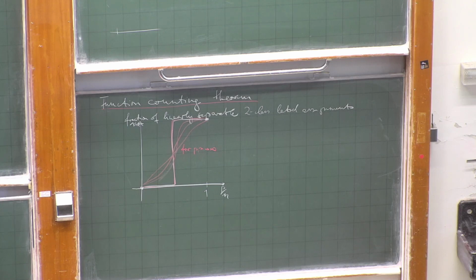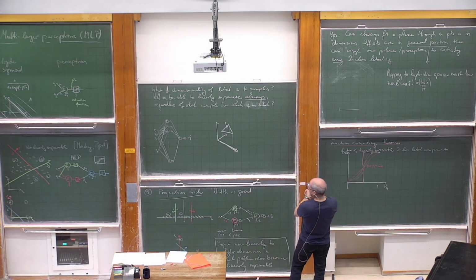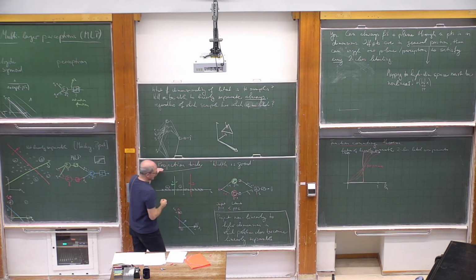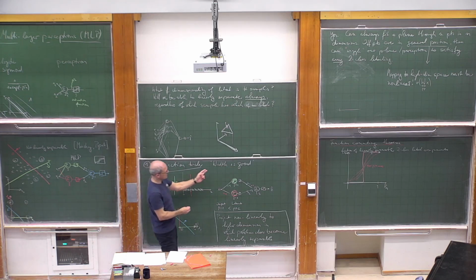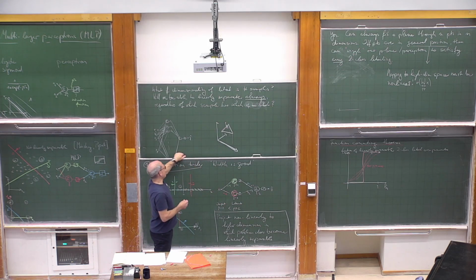All right, so the summary of this part is that the projection trick allows us to make any problem linearly separable if we only add enough perceptrons in the hidden layer. Or in other words, width is good. Okay, we have a 15-minute break, after which I will argue that depth is better.